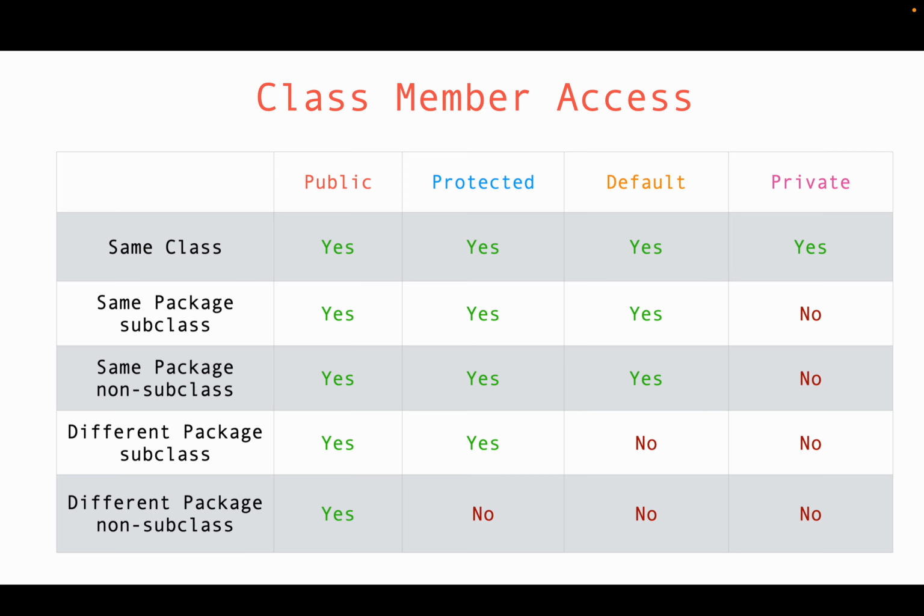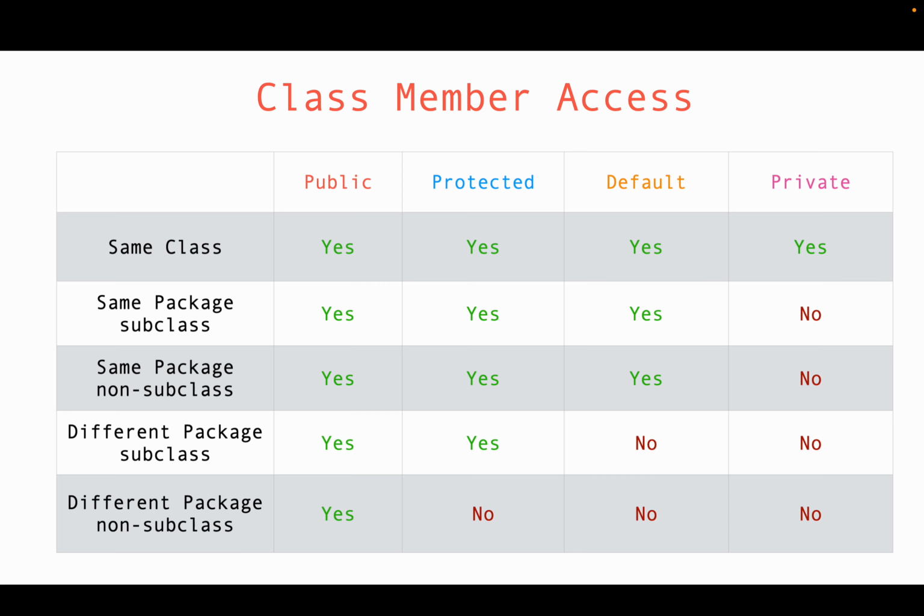Now coming to the final case, which is different package and non-subclass. Suppose you have two packages P1 and P2, and in the P1 package, you have a class where you define the variables, and you are trying to access those variables from a different package and a different class, and this class is not a subclass of the class in the P1 package. When such is the case, only if the variables are explicitly mentioned as public, then you have access. If you don't mention it as public, then you don't have access to those variables in a different package. So this is a summary of each of those cases.